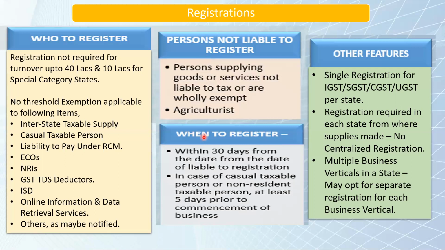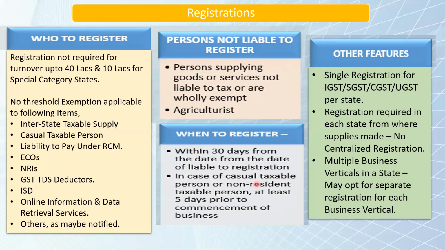Now, when to get registered? Number one, in normal cases, it is within 30 days from the date of becoming liable to registration. So once you have crossed 40 lakh sales in a year, within 30 days you have to get registration. However, if you have done the first interstate taxable supply, then you have to get GST registration within 30 days from the first sale of interstate nature.